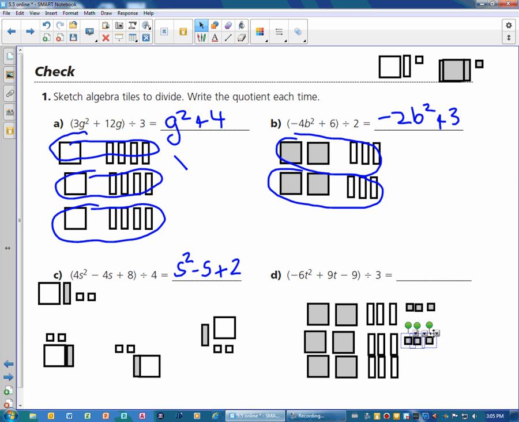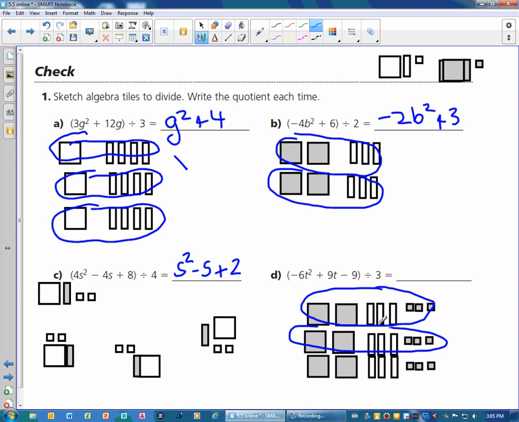Do it again. So I'm sure you can already see the answer because I'm dividing it into 3 equal groups. My groups that are equal are here. Second group, third group. So, what's the answer? Negative 2t squared plus 3t minus 3.